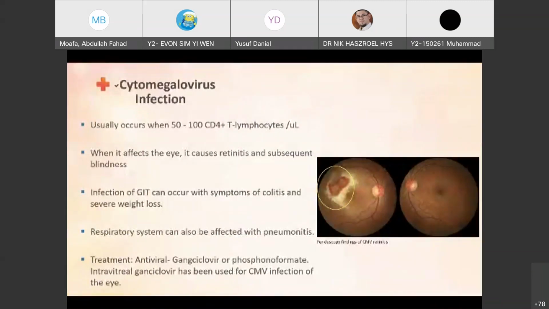And then we also have cytomegalovirus infection, which usually occurs between 50 to 100 CD4 plus T lymphocytes per cubic millimeter. And this cytomegalovirus infection is not very common in immunocompetent individuals. However, in immunocompromised HIV-infected individuals, the virus can affect the eyes, causing retinitis and subsequent blindness. And it also can cause increased floaters in the eye or a loss of peripheral vision. And the infection of the gastrointestinal tract can occur with the symptoms of colitis and severe weight loss, while the respiratory system can also be affected with pneumonitis. And for the treatment, we can use antivirals.